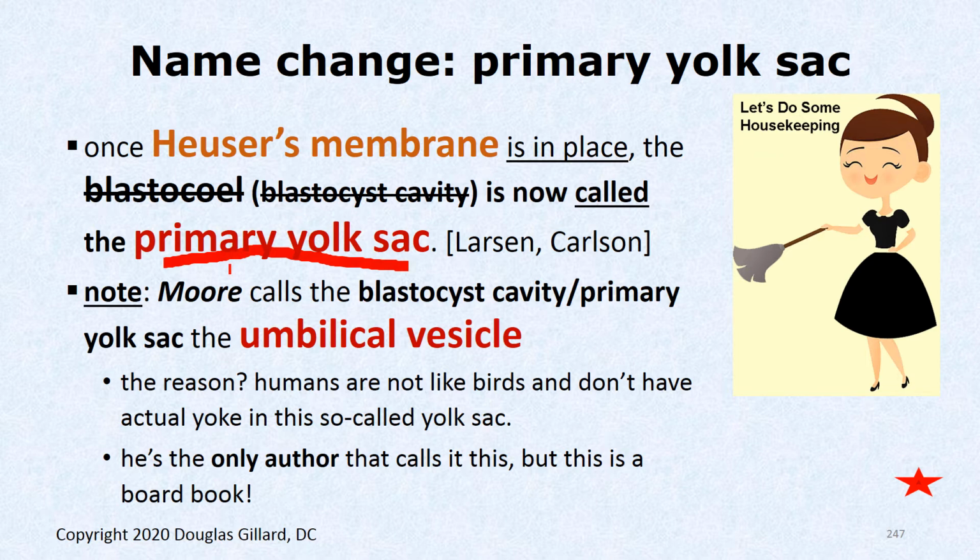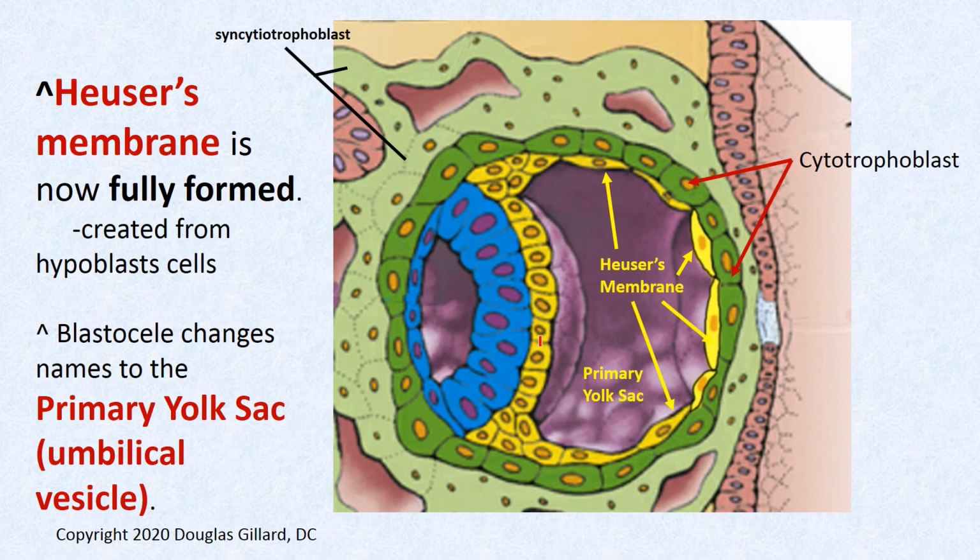Moore's, one of the chiropractic board books, gives it a really weird name, the umbilical vesicle. He's the only author that I've seen that uses that word. He goes on to say why. He says humans are not like birds, and we don't really have much yolk in there, so it's not appropriate to call it a yolk sac, even though the other board book does. So I don't really like that one, but you never know. It's fair game for chiropractic boards or for medical or physical therapy. I'm sure you have board books as well, so check your specific book to see what your authors are calling that. But anyway, I'm calling it the primary yolk sac.